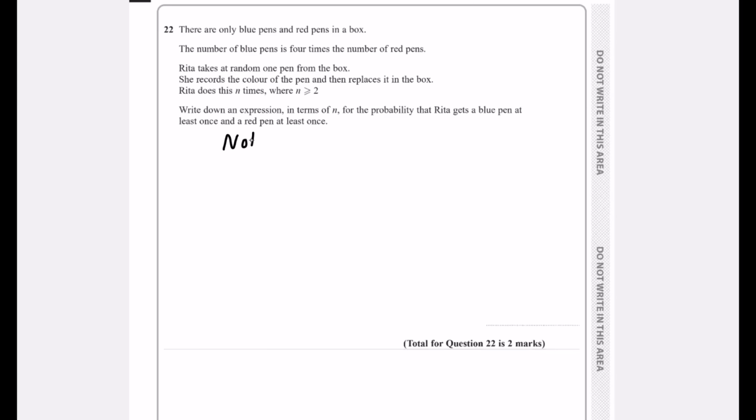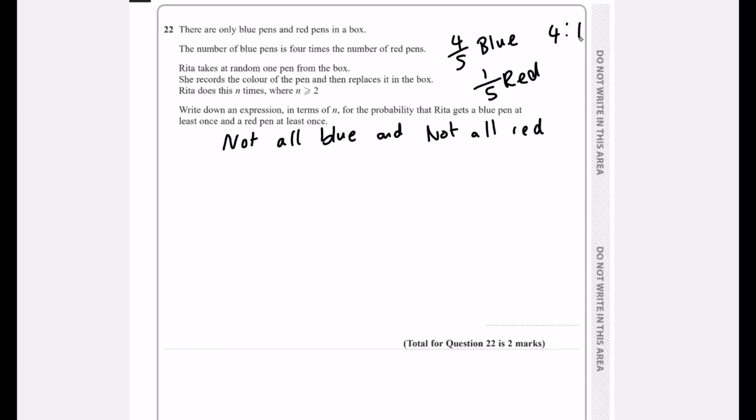So that's the same as saying not all blue and not all red. So if we work out the probability of getting all blue and the probability of all red, then 1 minus those probabilities. So blue pens is 4 times red. So it's 4/5 blue and 1/5 red. So 4 to 1 is 5 parts. 4/5 blue, 1/5 red. So the probability, all blue.